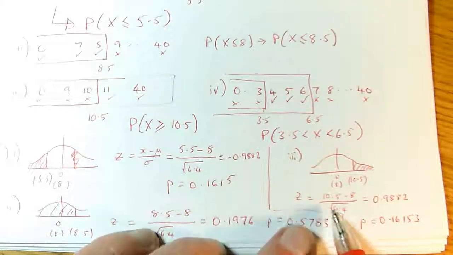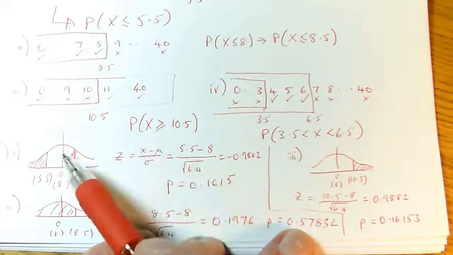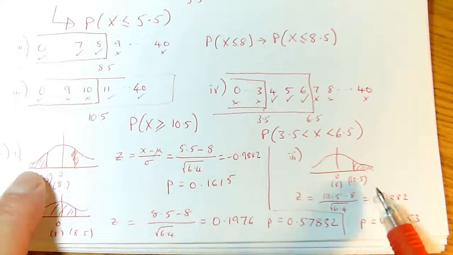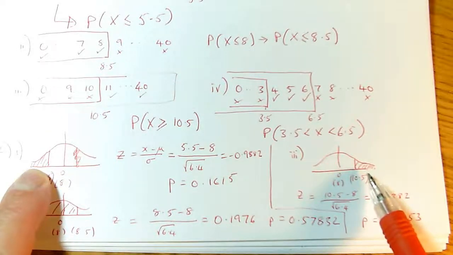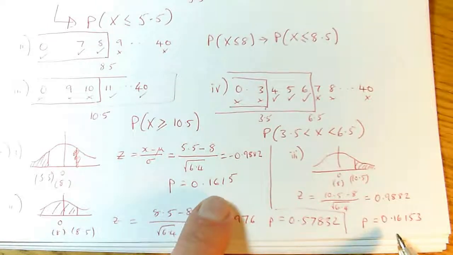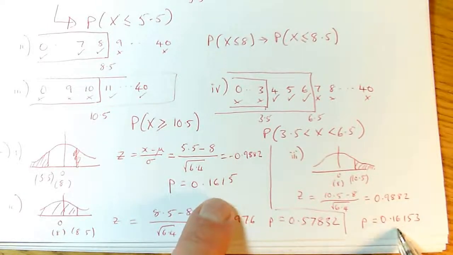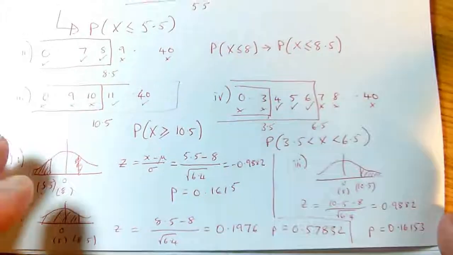mean as 10.5 is above it. So we've got two diagrams that are symmetrical, and because they're perfectly symmetrical and the shading's gone the other side as well, I've actually ended up with the same probability as the answer. I've given it to more decimal places here than here, but it's the same probability.